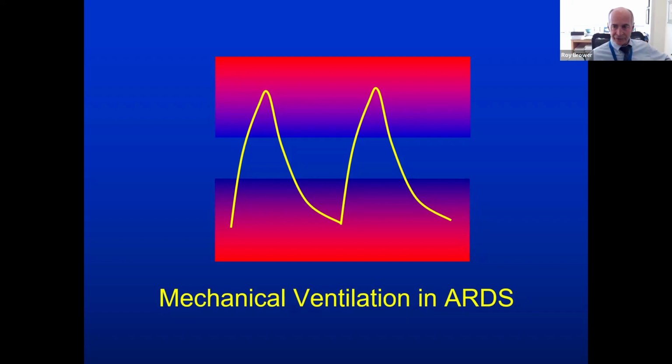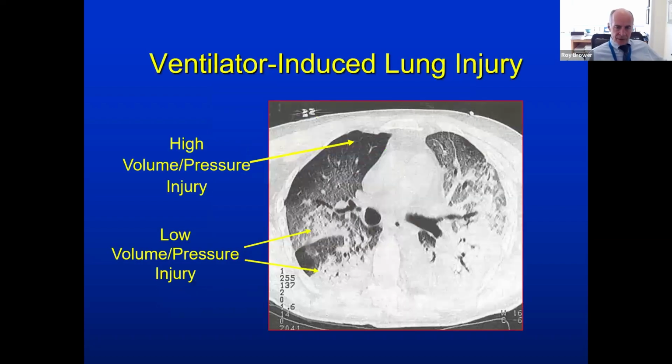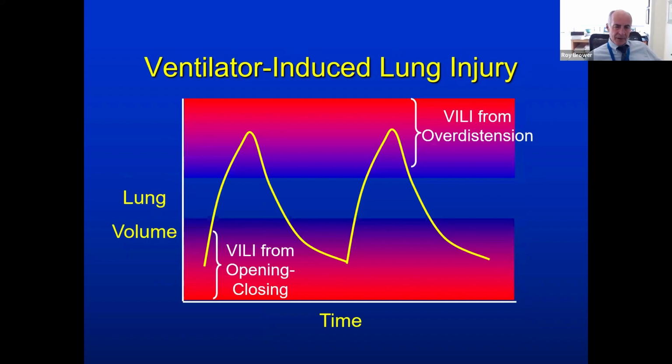So there's two causes of ventilator-induced lung injury. You can see those two causes represented here on this CAT scan, right? High volume, high pressure injury, and low volume, low pressure injury. So we need to ventilate in a region of lung volume versus time that is gentle on both parts of the lung. Right here, using that colorful diagram, another way of representing the two causes of ventilator-induced lung injury: overdistension here at high volumes and opening and closing injury at low lung volumes.